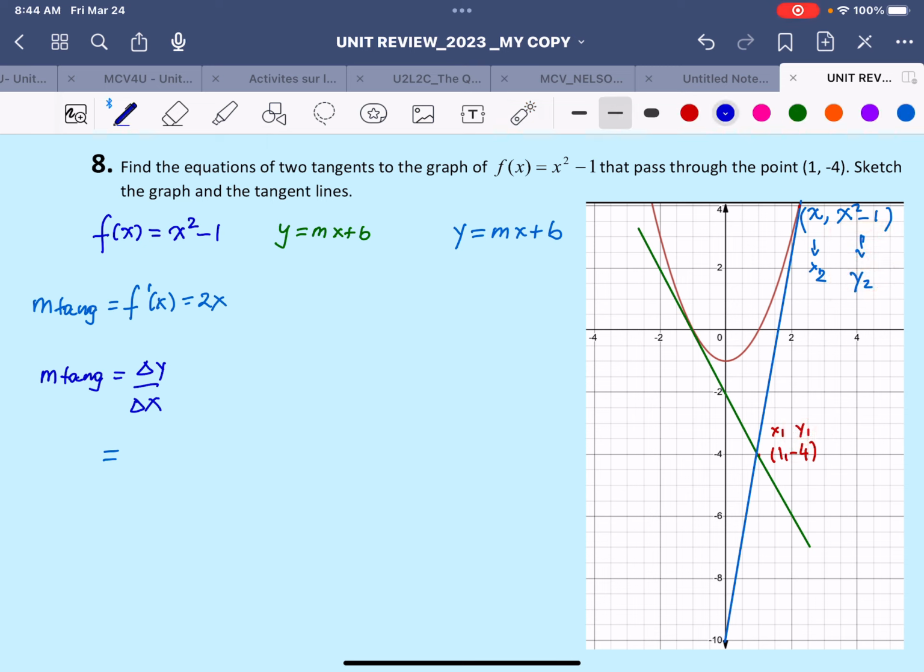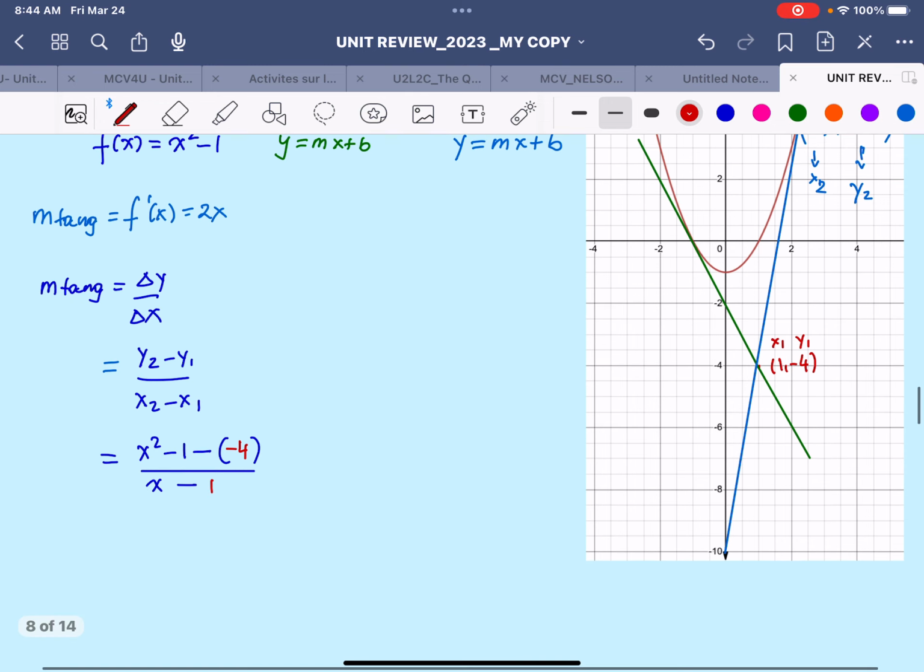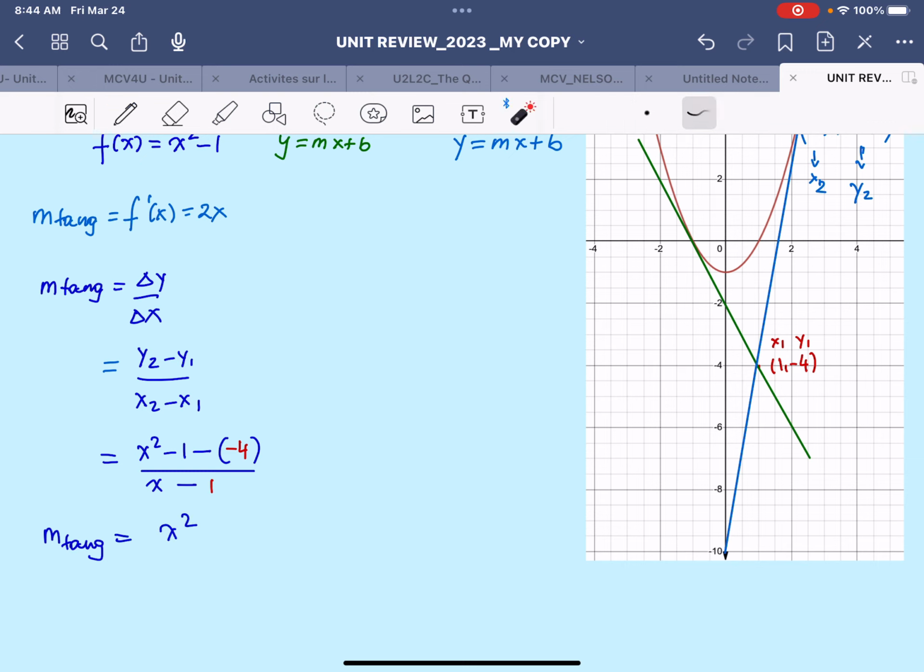I will write out the formula first because it makes it clearer and easy to follow the solution. So we are substituting y2 by x squared minus 1, subtract y1, which is negative 4. And for delta x, we have x2, which is simply x, subtract positive 1. Simplify this, and we obtain the slope of the tangent as x squared... Now we can quickly simplify here. Negative 1 minus negative 4 is negative 1 plus 4. So that will make a plus 3, and x minus 1 is in the denominator.